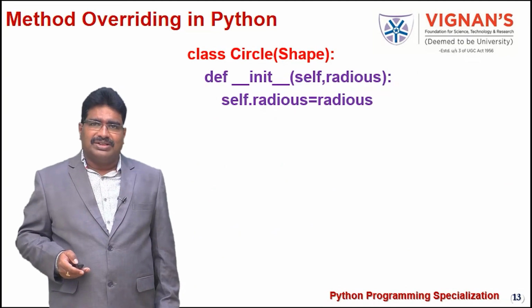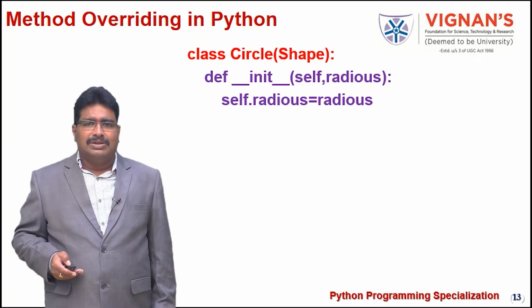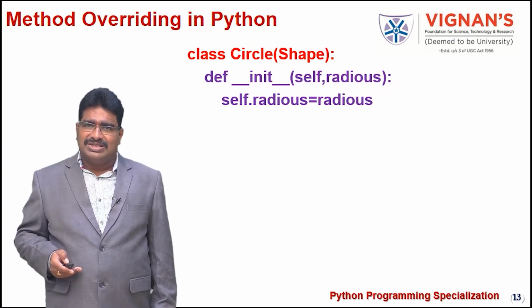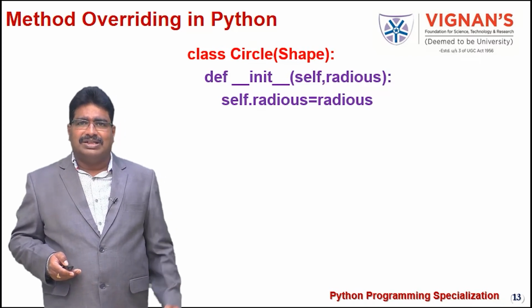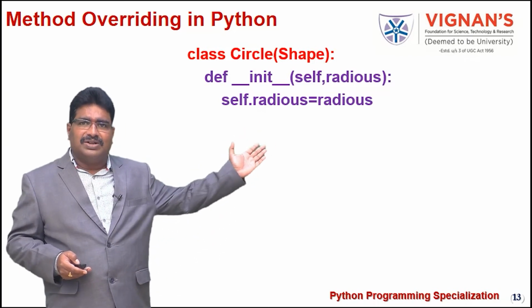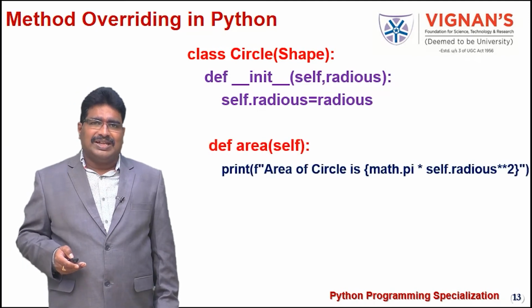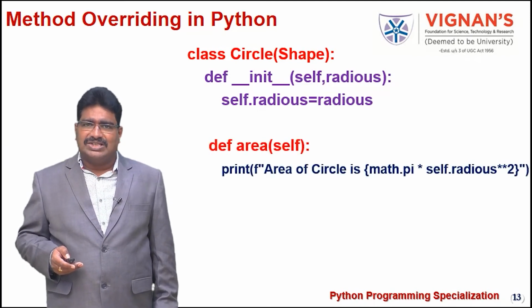Similarly, we define another class, Circle. It is also derived from Shape. We already know that for every circle we need to maintain the radius. For that reason, the parameter we pass is radius, and then self.radius is equal to radius. So every object created from Circle has the radius information.